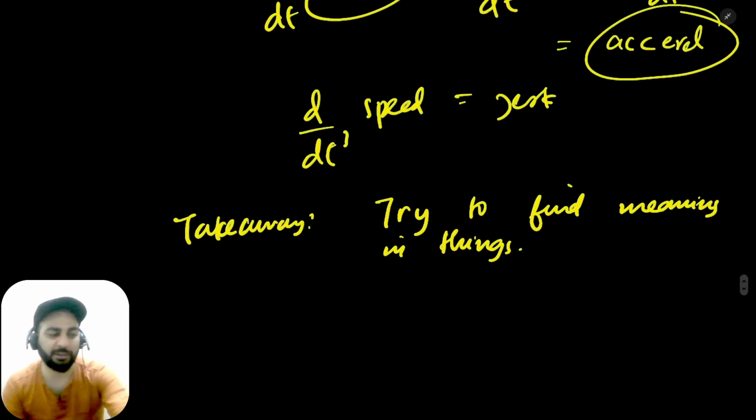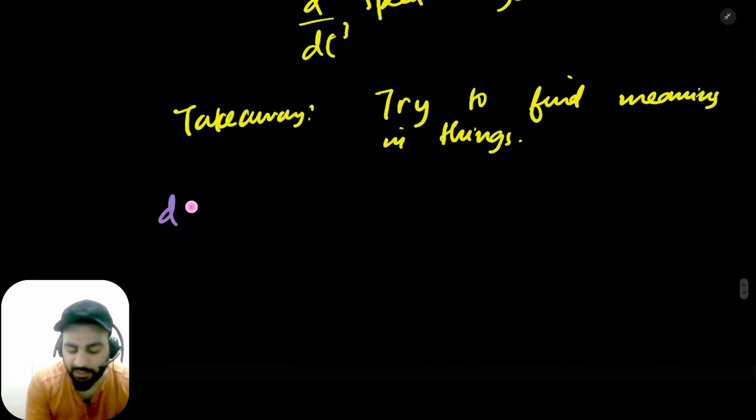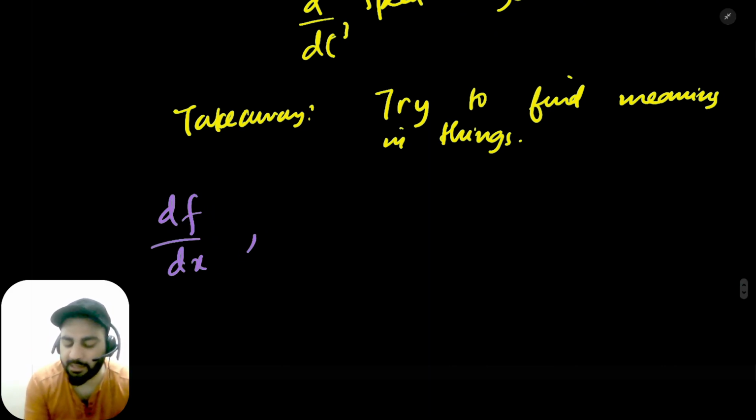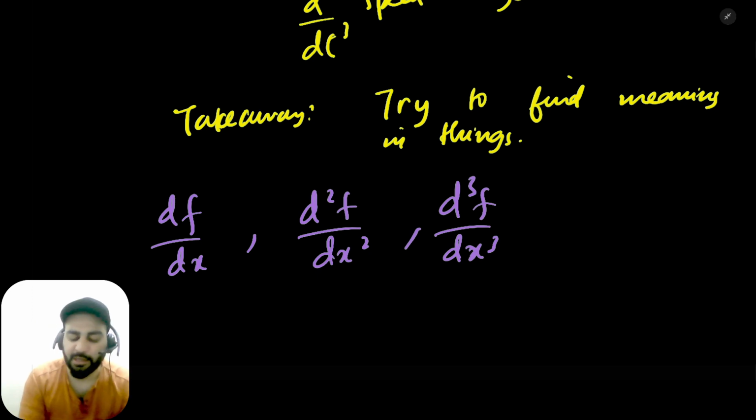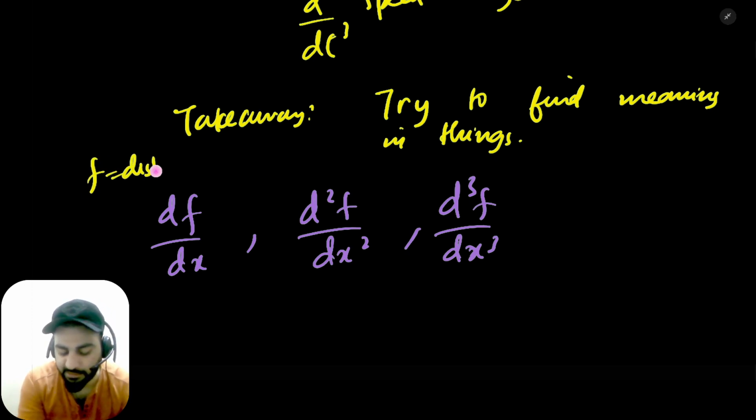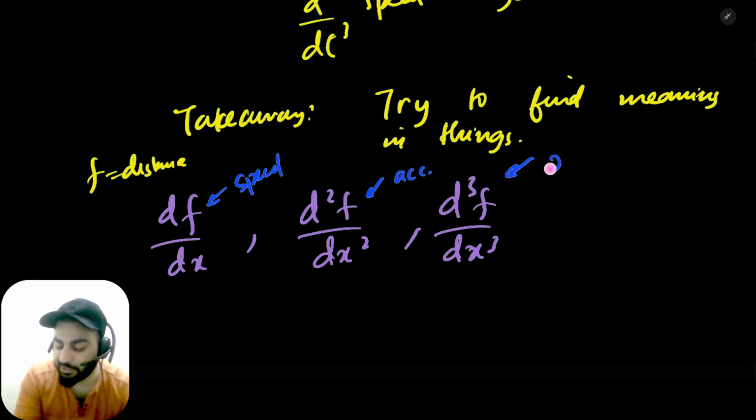So you can take derivative of one thing. So you can take df by dx. This is the single derivative. The double derivative will be written like this. Triple derivative will be written like this. You can take any order of derivatives. Okay. So if f describes distance, so df by dx will describe speed, the double derivative will describe acceleration, and the triple derivative will describe jerk.